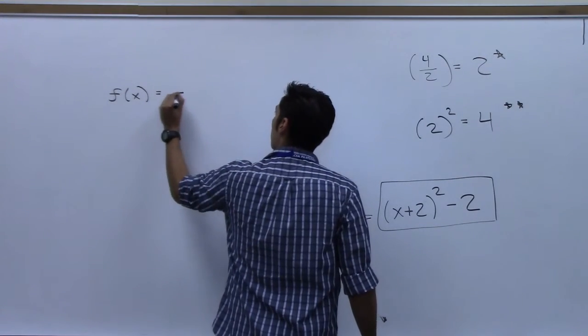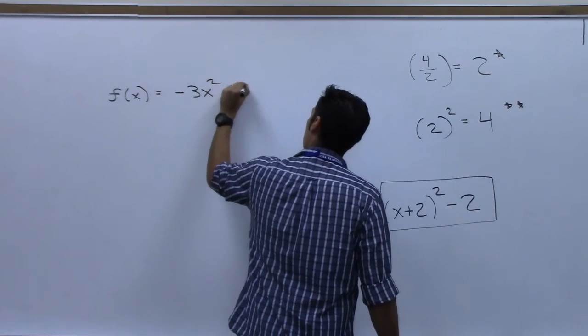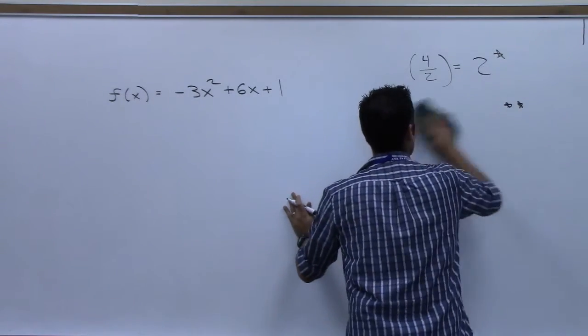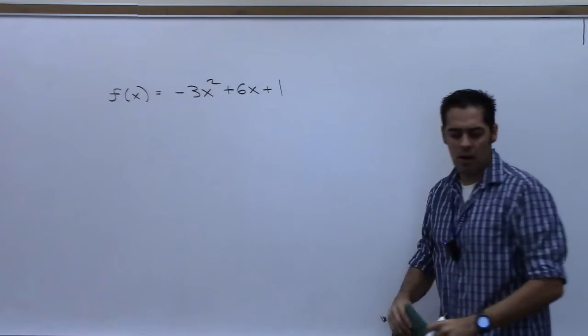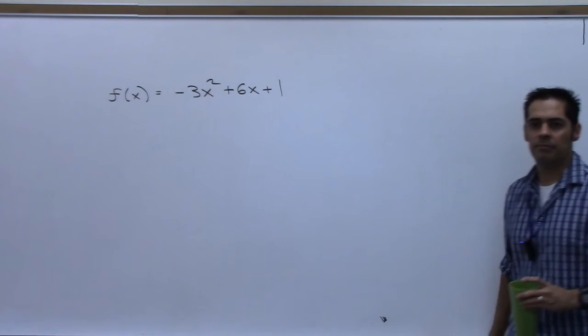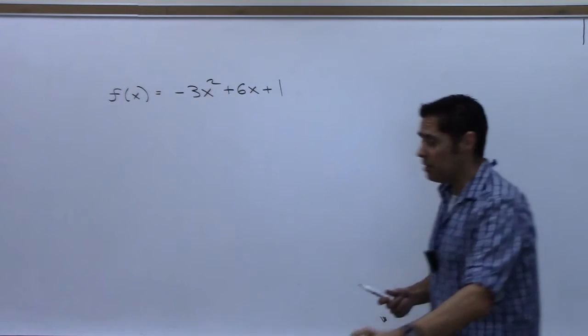Negative 3x squared plus 6x plus 1. Same instructions. Go ahead and complete the square on it. And once you've completed the square, you graph. So do you see we have a problem already to start? It's not equal to 0. It's not equal to 0.